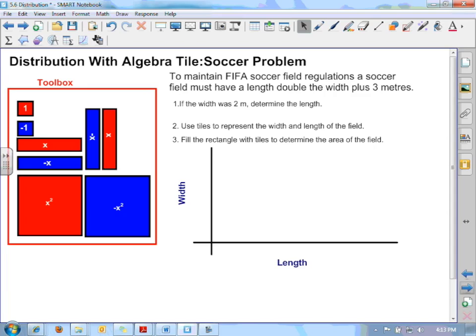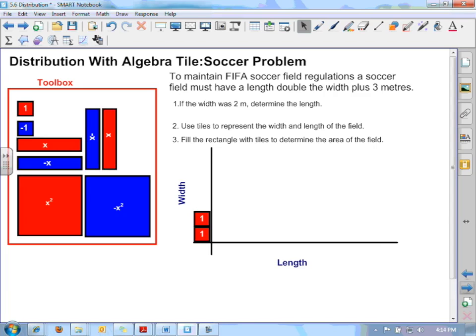3 meters. So if the width is 2 meters, I'm going to start placing the tiles for the width, 2 meters. Determine the length of the field. So I'll give you a minute to jot that down.